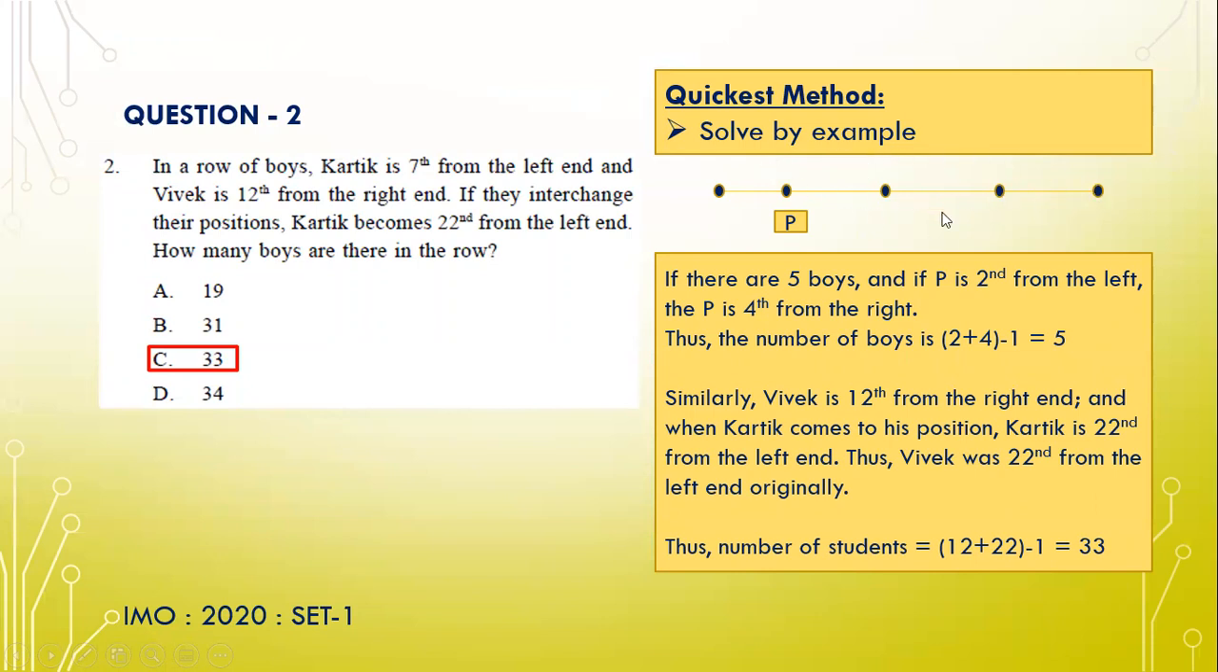So how do you find the number of boys? It is 2 plus 4 minus 1, isn't it? The number from the left hand plus the number from the right hand minus 1. So 2 plus 4 minus 1 is 5, the total number of boys. Similarly, Vivek is 12th from the right hand, and when he changes position with Karthik, he was 22nd from the left hand, because he was originally sitting 22nd from the left hand and then Karthik came to his position. So Vivek is 12th from the right hand and 22nd from the left hand. How many students? 12 plus 22 minus 1, which is equal to 33. There are 33 students in the row.